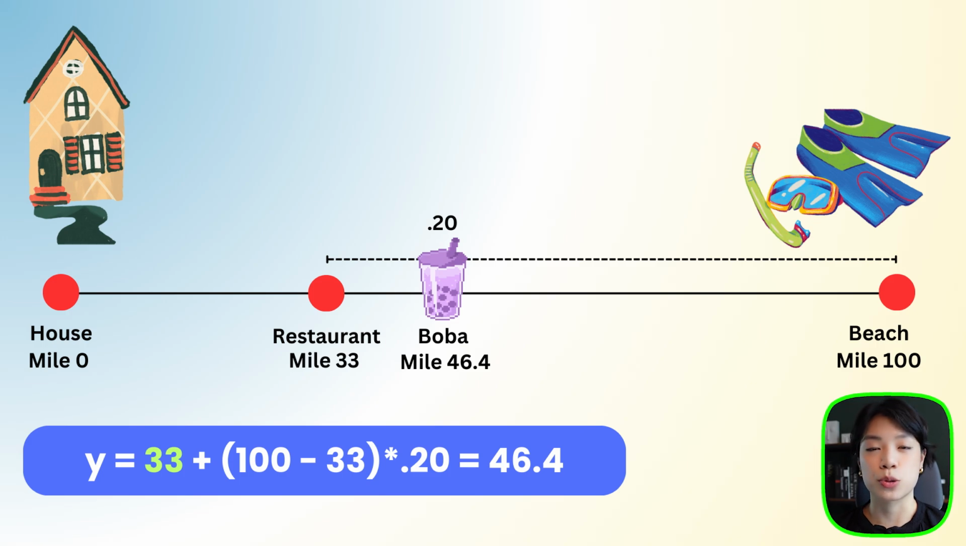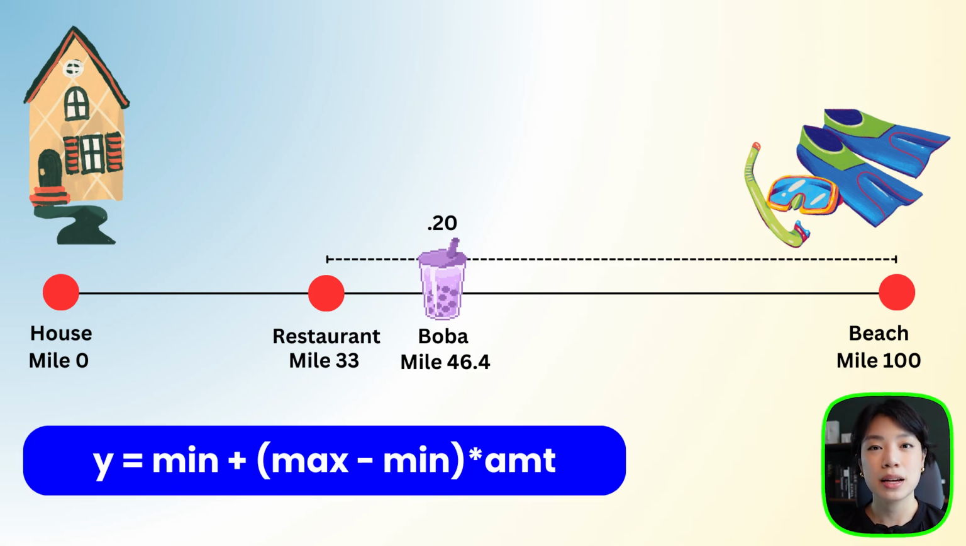And with that whole story, all I'm trying to say is that the equation is y equals min plus the range, which is max minus min, times the amount of interpolation.